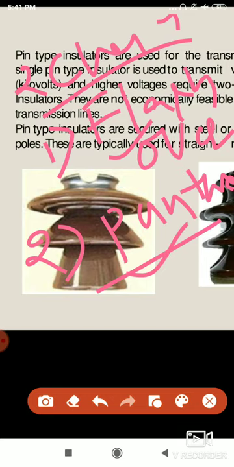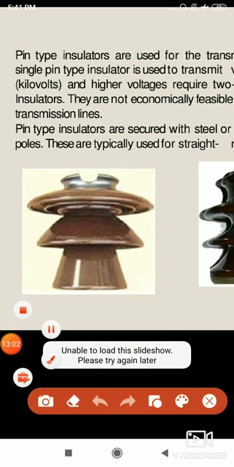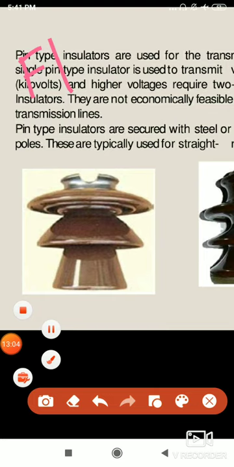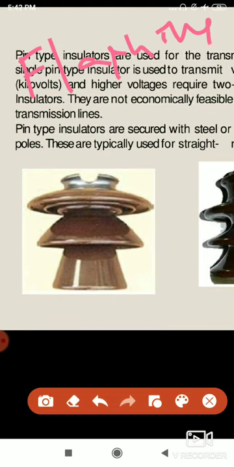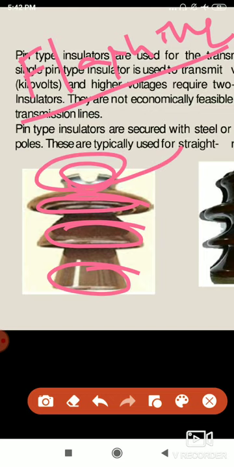Right, now we'll discuss how the flashover occurs. If you are going to design your insulator, you must consider these things in your design considerations, right? First, we'll discuss flashover. What is a flashover? Now your pin type insulator looks like this, which has porcelain layers, different porcelain layers, and one more groove where the conductor is going to be placed.